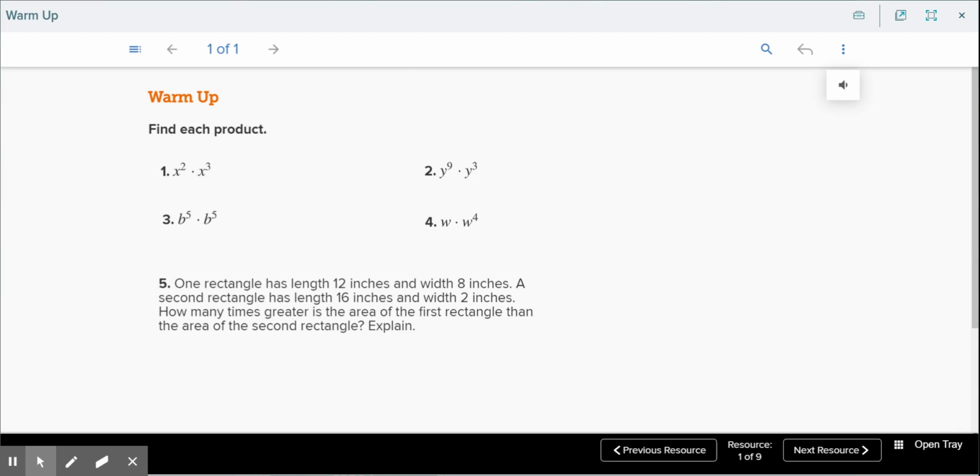All right, so today we're going to continue looking at our properties of exponents. Before we get started, I would like you to try these warm-up problems. So pause the video so that you can try a couple of these, and then you can restart it, and I'll go over a couple of these questions real quick before we get started on the new material for today.